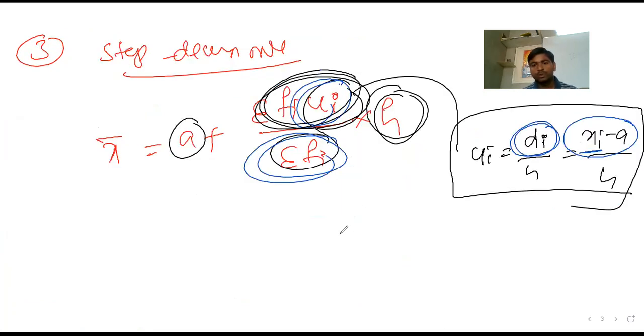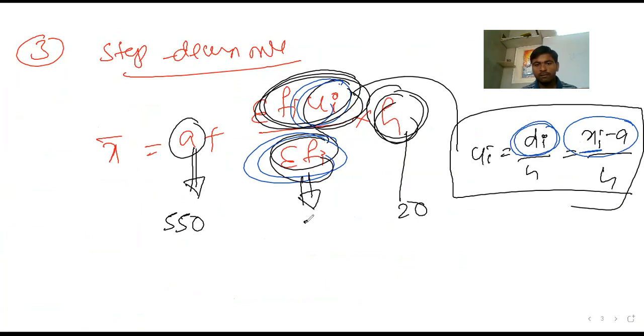h you already know. From this, what you have to do? A you already fixed. A, how much did you fix? 550 you fixed. h you already fixed. h, how much is it? 20, fixed. Sigma fi you fixed. Sigma fi, how much did you get? 50 you got. So sigma fi ui is required right now.